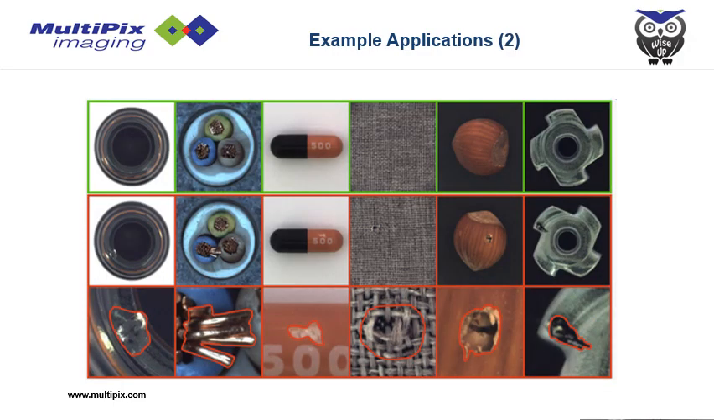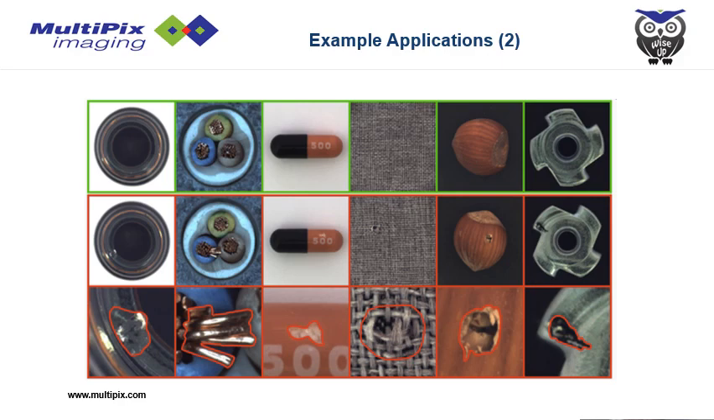So a few more examples. We look at the top row here that's got the green boxes around it, which are the training examples, and the ones in the center there are defects that we've picked up.